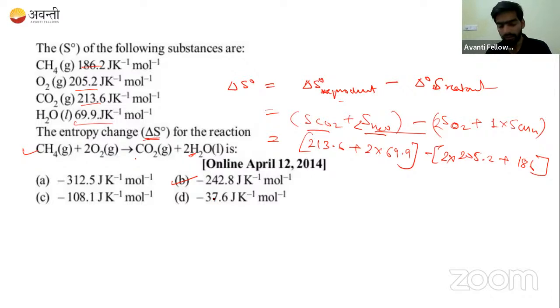Let's see, 213.6 into 69.9 minus, you will get 410. So here you will get the answer, yes, correct. Option B. So option B is the correct answer.